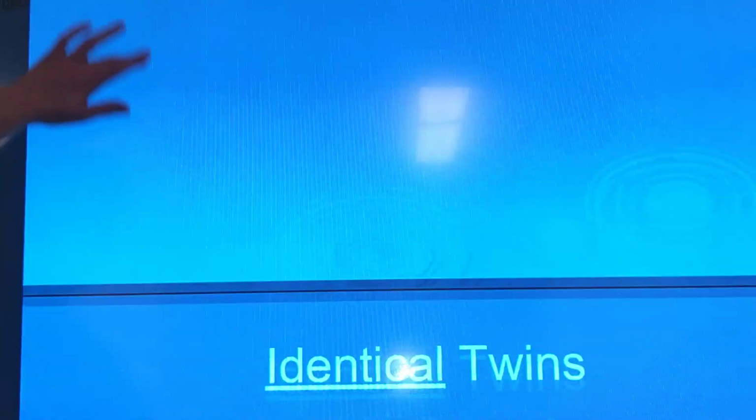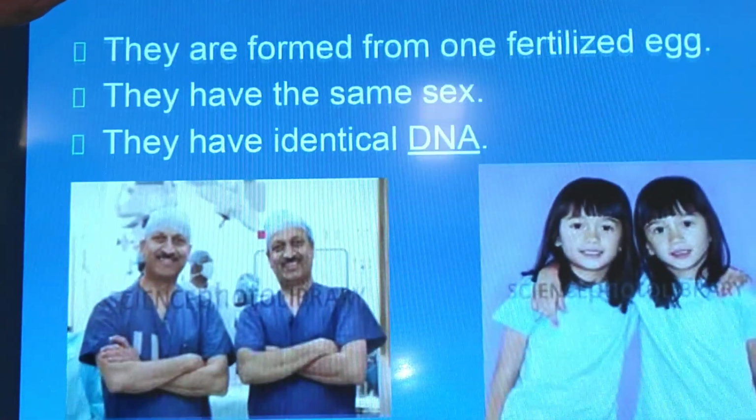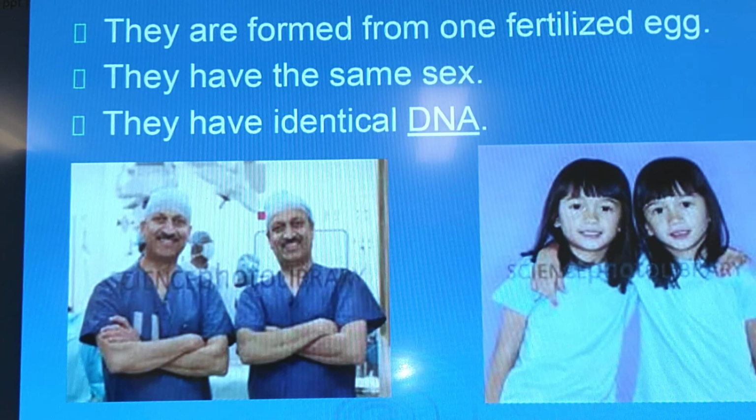Okay. So identical twins are formed from one fertilized egg. They have the same sex, of course, because they came from the exact same egg and sperm. They will have identical DNA, identical twins, identical DNA.